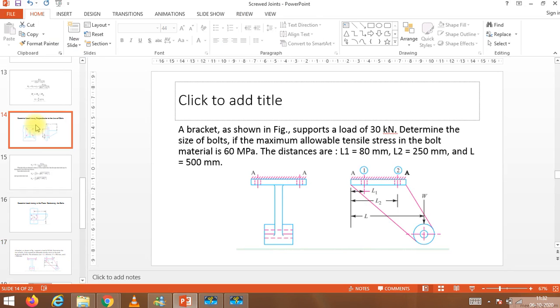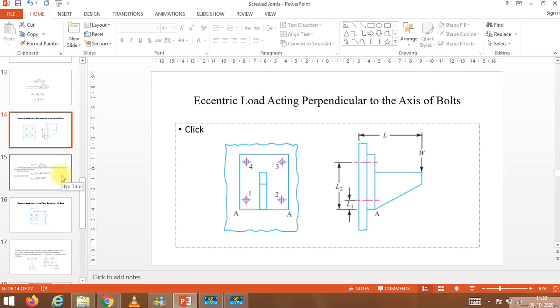So yesterday we have seen that screw joints under eccentricity are of three types. The first type is eccentric load acting perpendicular to the axis of the bolt. So I want to be very specific over here. Perpendicular. So first we will be seeing parallel, then we will be going for perpendicular.